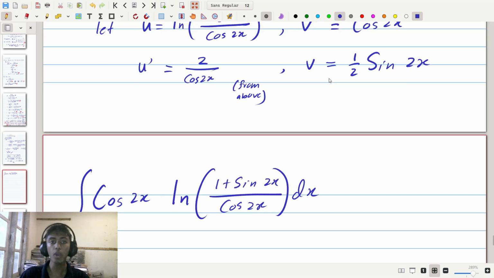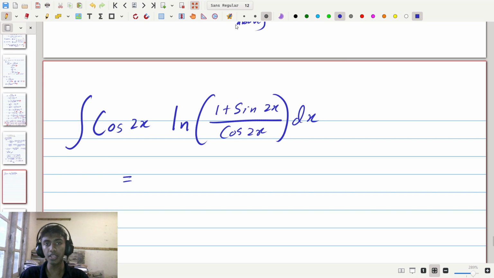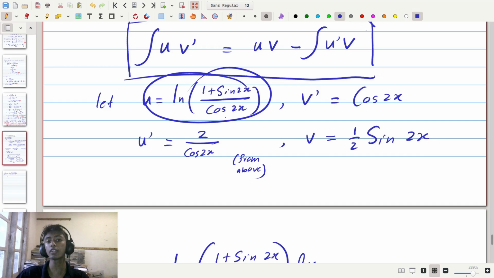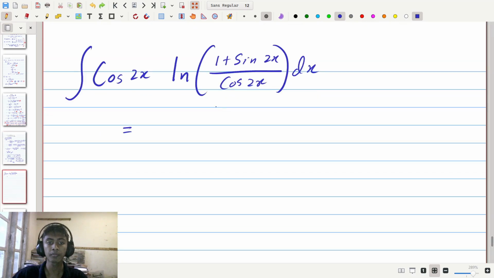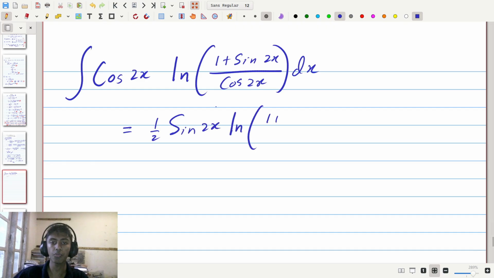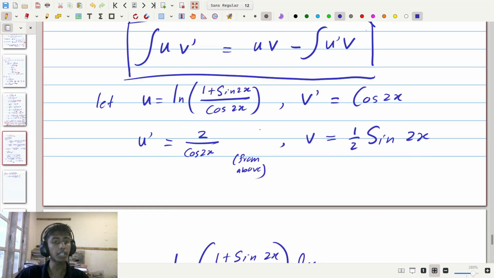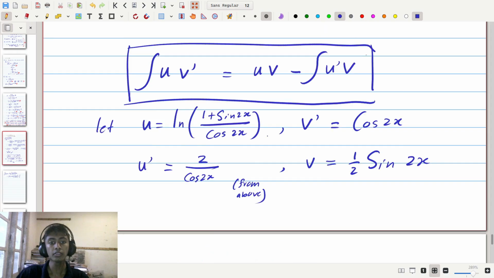which is what we had previously, where we substitute this for u and this for v prime, is going to be equal to uv, which as we found down here is equal to half sine 2x times the natural logarithm of (1 plus sine 2x) over cos 2x. So I'm going to write half sine 2x times the natural logarithm of (1 plus sine 2x) divided by cos 2x, and then minus the second part, which is the integral of, actually, u prime times v. U prime here is equal to 2 over cos 2x and v is equal to 1/2 times sine 2x.